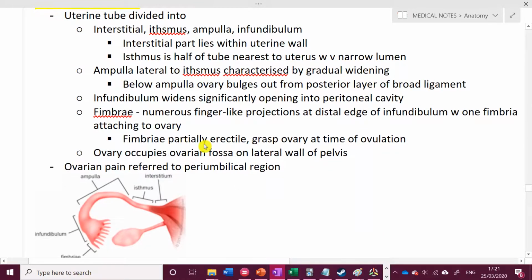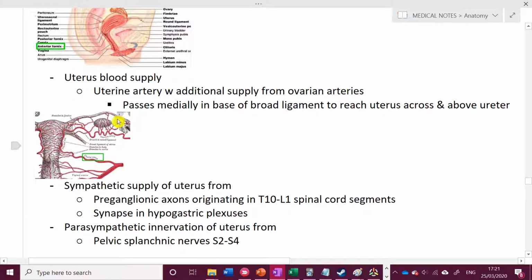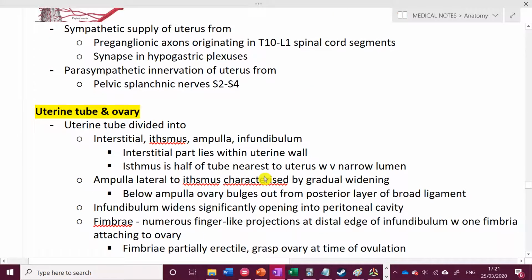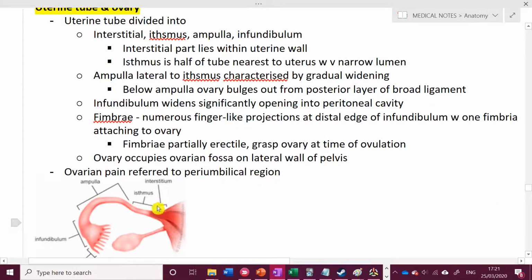The uterine tube is this part coming from the fundus or the body of the uterus and going to the ovary. So the uterine tube is divided into several parts. We have the interstitium, which is inside the uterine wall, so it's not technically part of this long tube here. The isthmus, which is the half of the tube nearest to the uterus with a very narrow lumen. The ampulla, the dilated part of the uterine tube, which is characterized by gradual widening. And then we have the infundibulum, which widens significantly, opening into the peritoneal cavity.